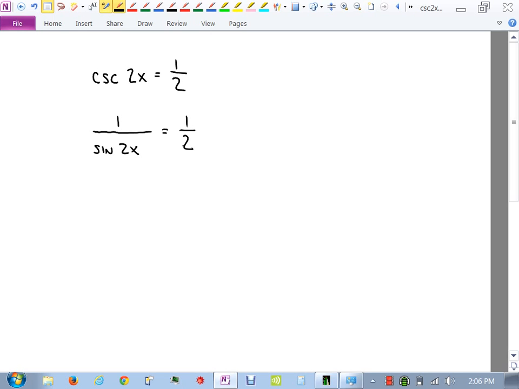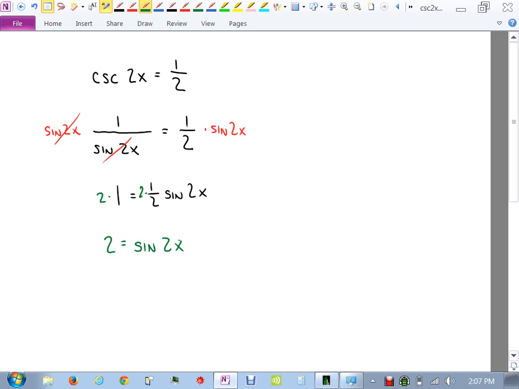Now, I'm going to multiply both sides by sine 2x, to try and get my sine out of the denominator. It'll cancel on the left, and it'll appear on the right. And then I'm going to go one step further. I'm going to try and get the sine 2x by itself. I'm going to multiply both sides by 2. 2 here, 2 here. So you get 2 equals sine 2x.